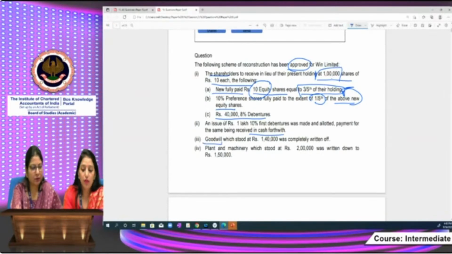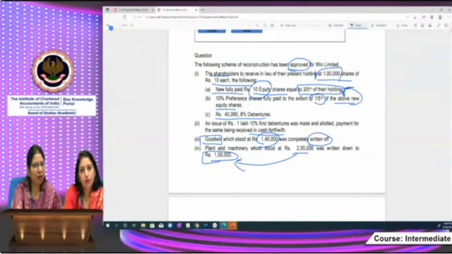And there is goodwill which stood in their balance sheet. They decided they will write it off completely. The amount is given. You have just to write off the amount of goodwill. The plant and machinery which stood at 2 lakh was written down to 1,50,000. That means they are reducing the carrying value of plant and machinery, and 50,000 is going to be reduced.